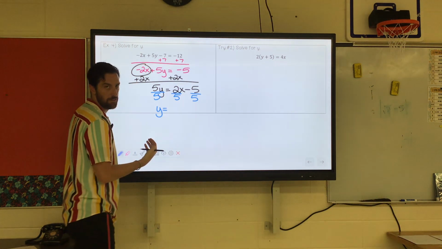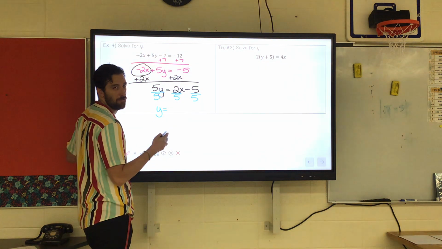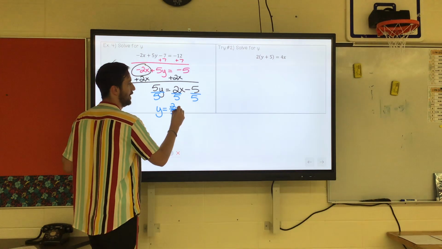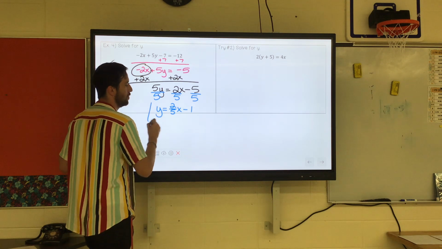You can't simplify the fraction 2/5. We're just going to leave it then. You could turn it into a decimal, 0.4, but we're not going to. We're going to leave it as 2/5 x, and then negative 5 divided by 5 is negative 1. This would be our final answer.